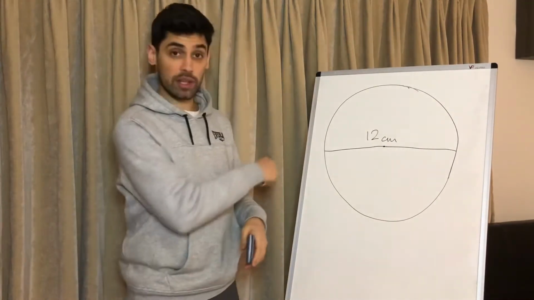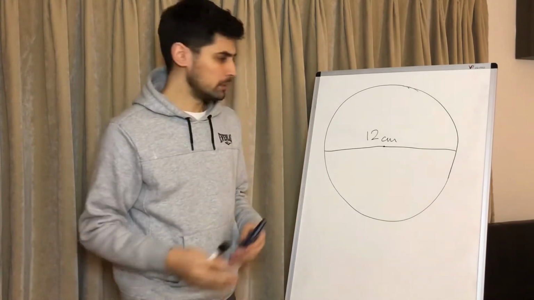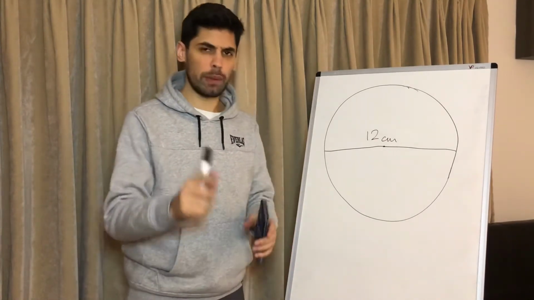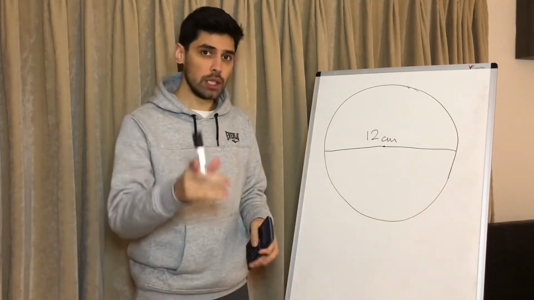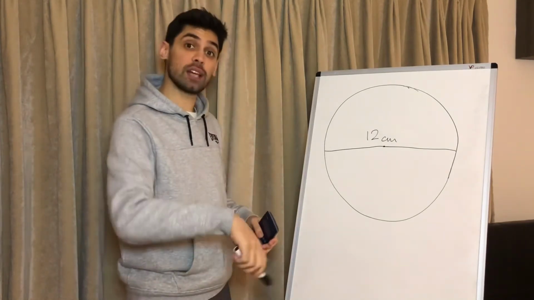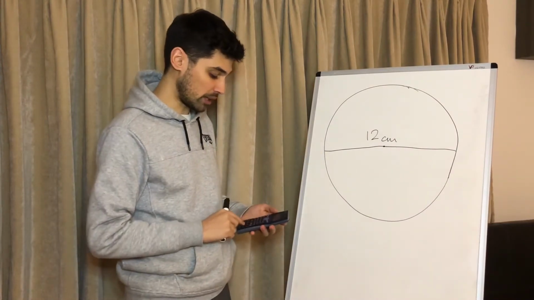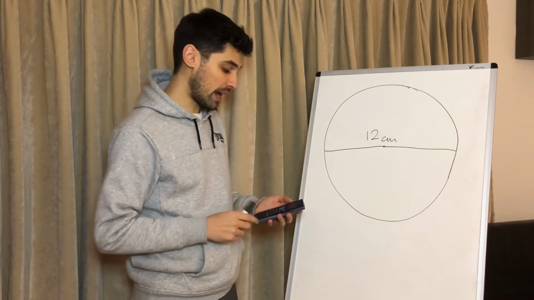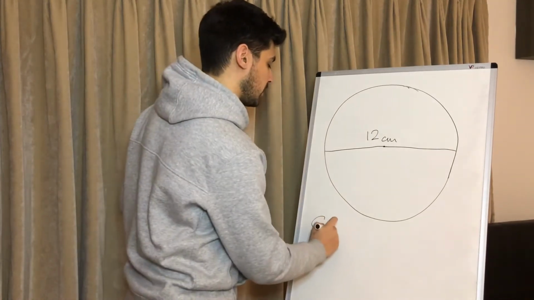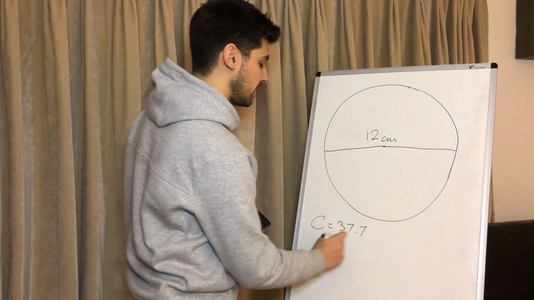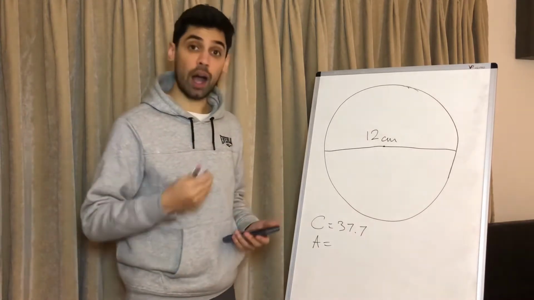Okay, let's find the area and circumference of this circle here. But this time we're told the diameter, not the radius. It's still very straightforward. You just got to be a bit careful with regards to whether we're finding area or circumference. So let's remember, circumference is pi times diameter. So that is going to be as simple as pi times 12. So we type into our calculator pi times 12 and we get 37.7. Circumference equals 37.7.